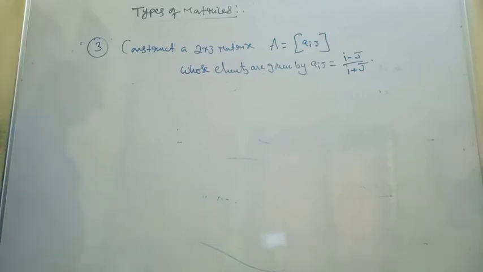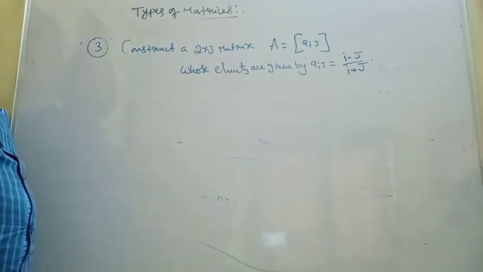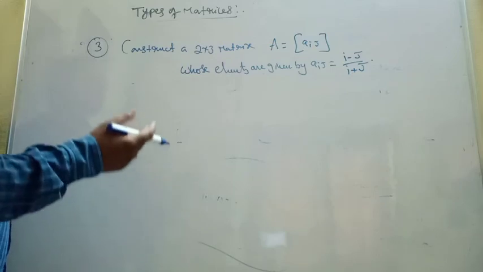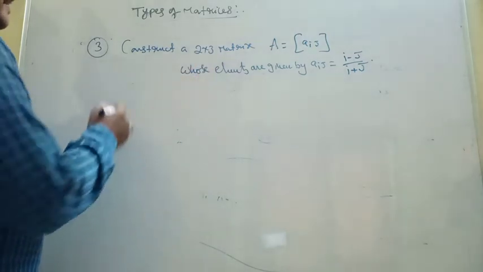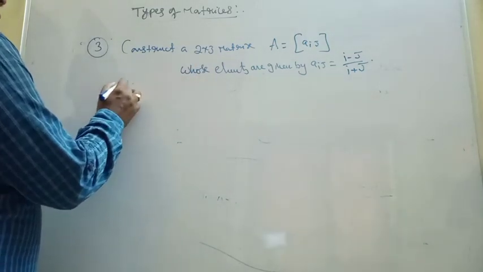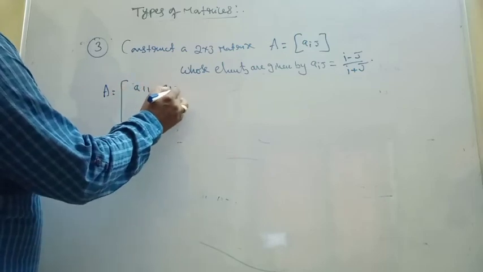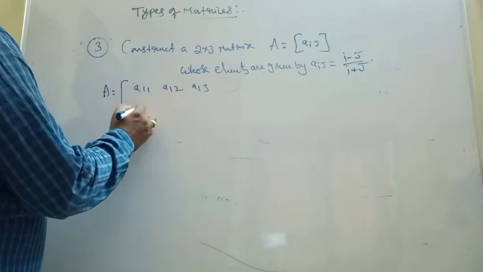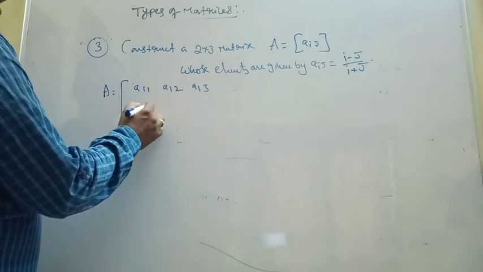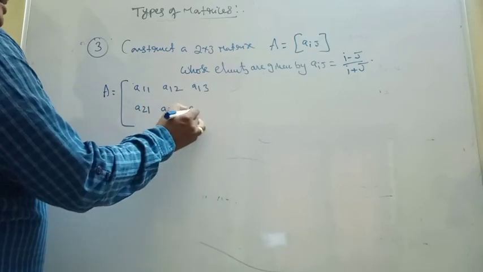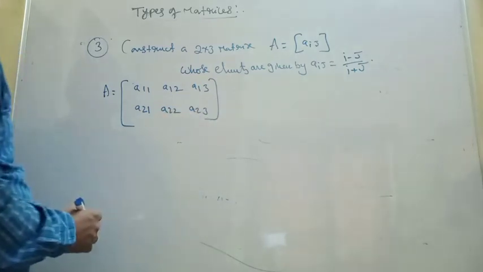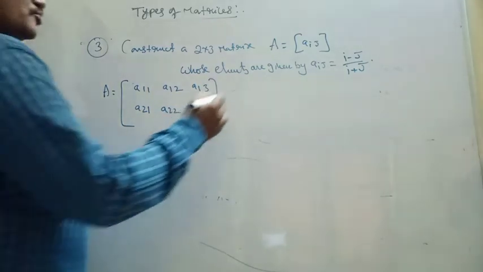The problem is: construct a 2 by 3 matrix Aij whose elements are given by the rule (i minus j) by (i plus j). Here you see, my dear students, a 2 by 3 matrix means 2 rows, 3 columns: A11, A12, A13, and this is the first row. The second row is A21, A22, A23. This is the second row.